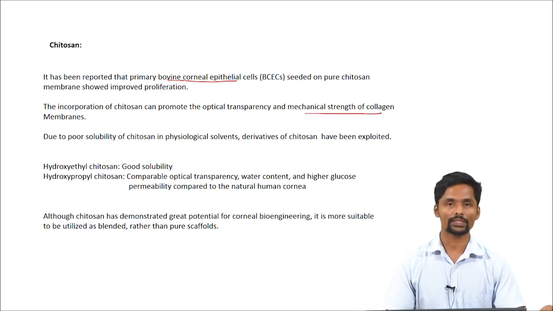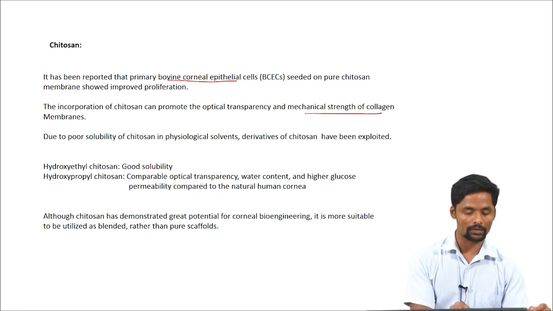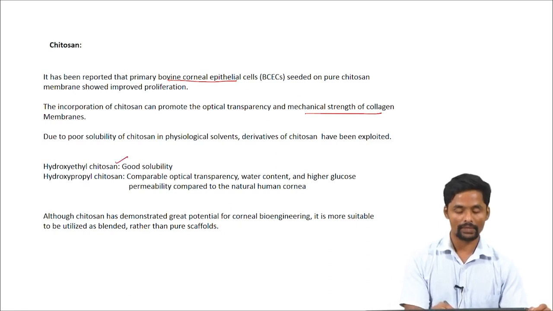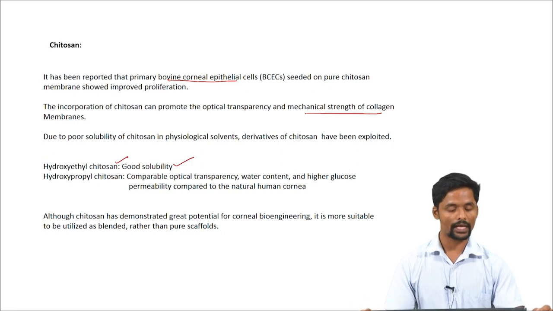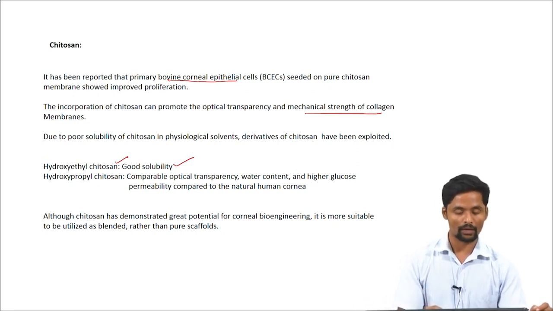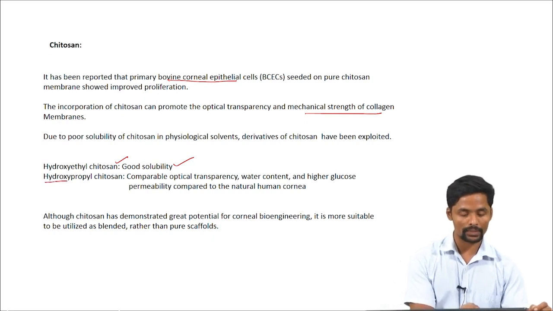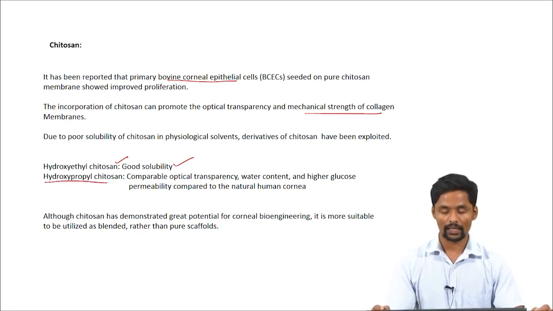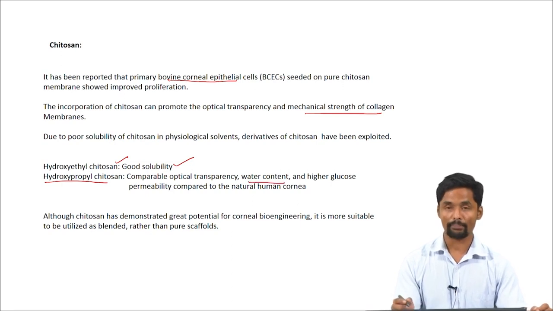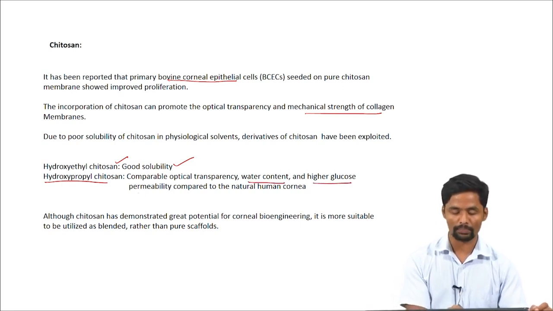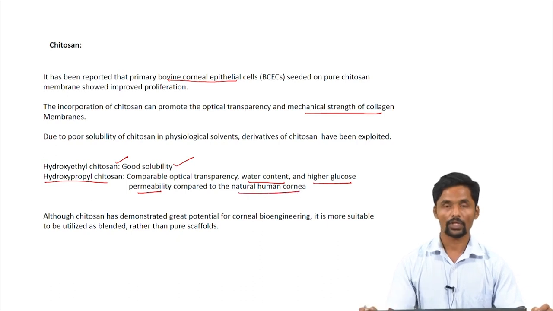But the problem with chitosan is that it is very poorly soluble in the physiological medium. Hence, derivatives of chitosan have been tried out. For example, hydroxyethyl chitosan, which has very good solubility, and they have also tried hydroxypropyl chitosan. The hydroxypropyl chitosan has comparable optical transparency, comparable water content, and high glucose permeability compared to the natural human cornea.